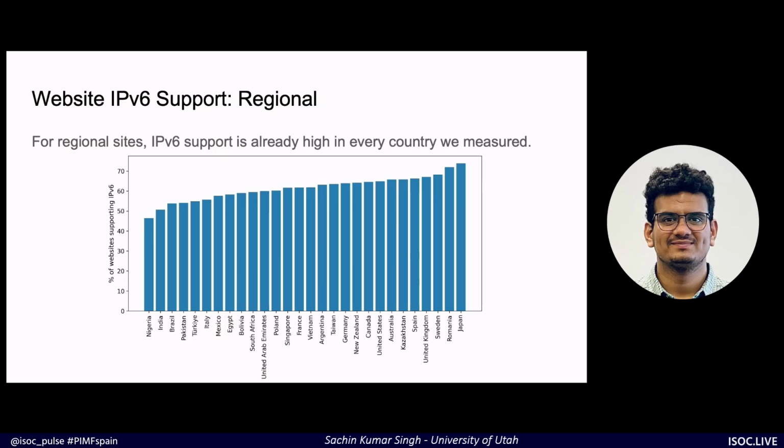There are some variations, like Nigeria and India are closer to the 50% mark, while Sweden, Romania, and Japan are roughly around 70%. Most other countries cluster in the lower to middle 60% range, showing that IPv6 has become mainstream adoption for regional websites as well.